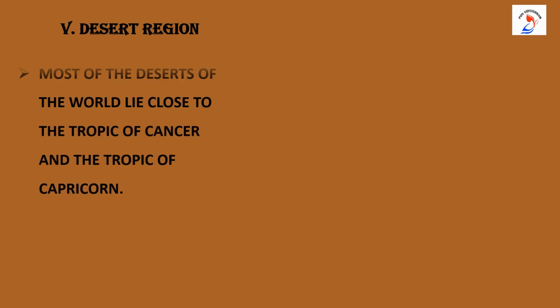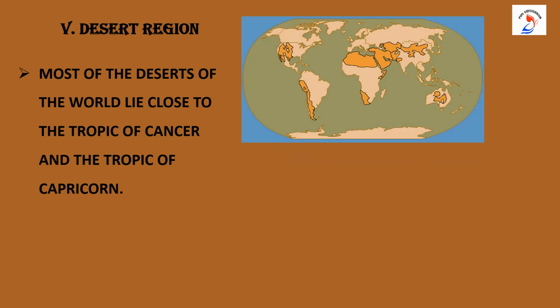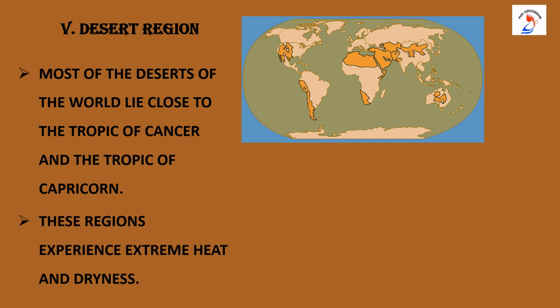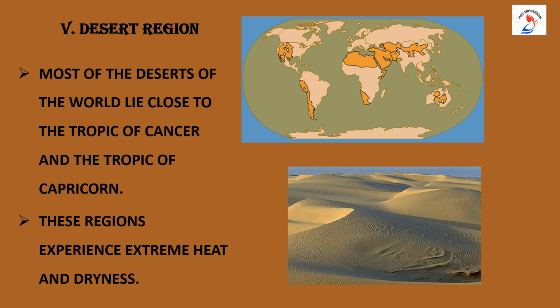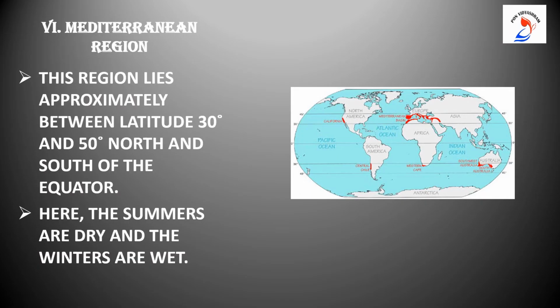Desert region. Most of the deserts of the world lie close to the Tropic of Cancer and the Tropic of Capricorn. These regions experience extreme heat and dryness. Mediterranean region. This region lies approximately between latitude 30° and 50° north and south of the equator. Here, the summers are dry and the winters are wet. Children, we will be learning about these climatic regions in detail in the coming lessons.